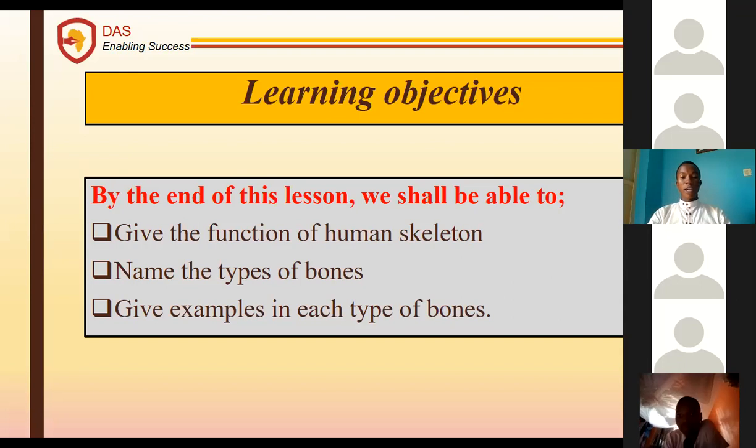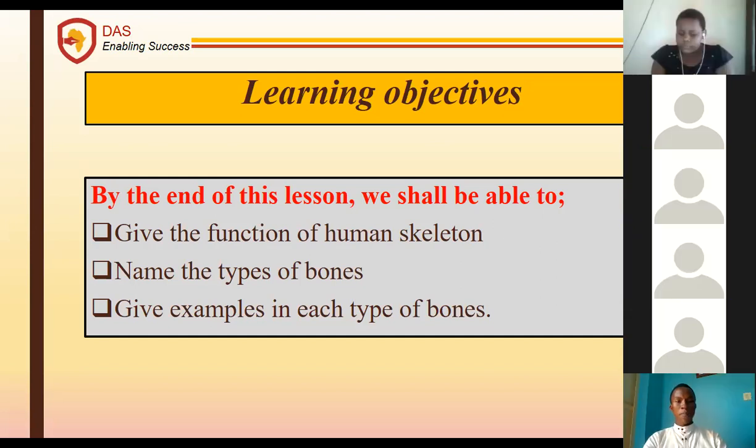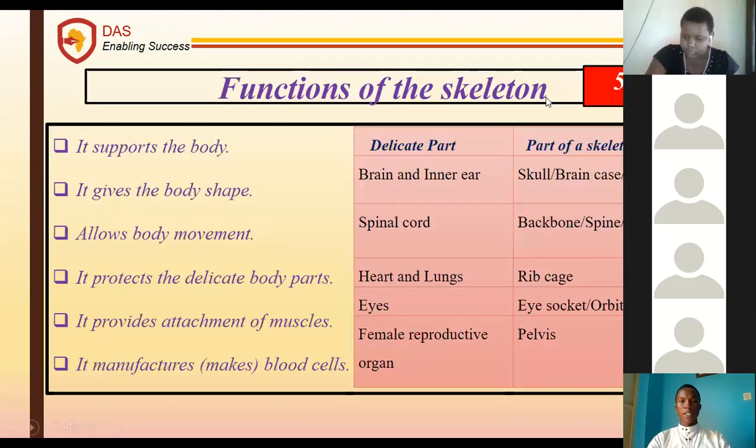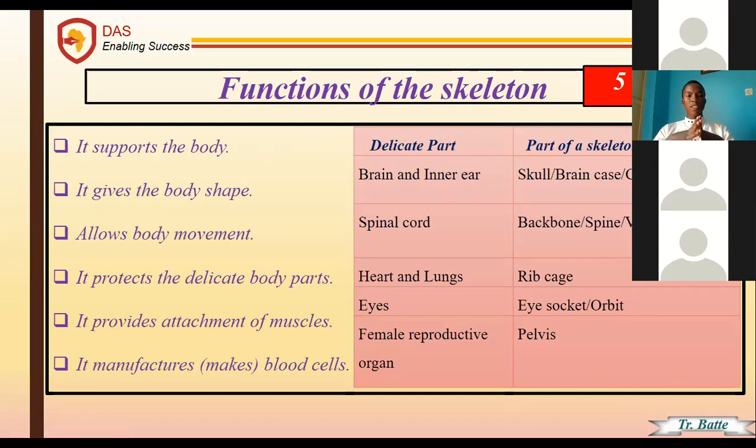So like you said, those are right answers. It allows body movement, gives support, protects delicate body organs. We are going to look at some other functions of the human skeleton, right? There, as you can see, we are saying functions of the human skeleton. Number one, it supports the body. That's one.